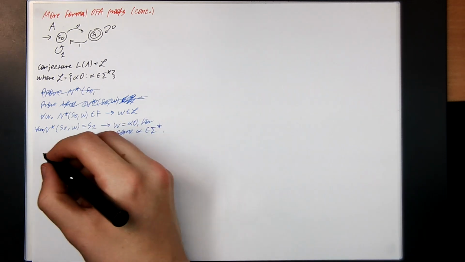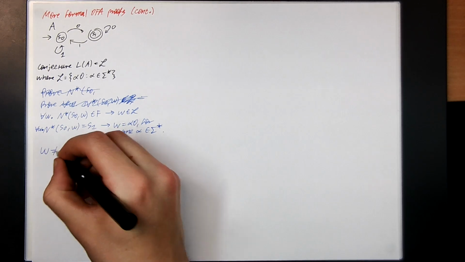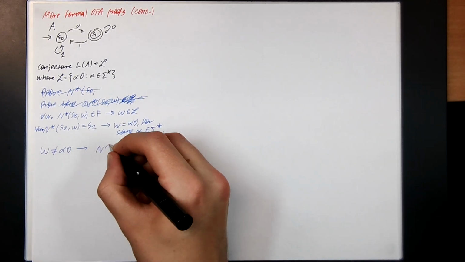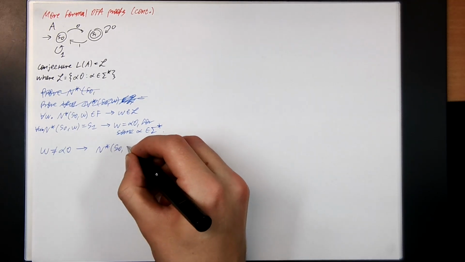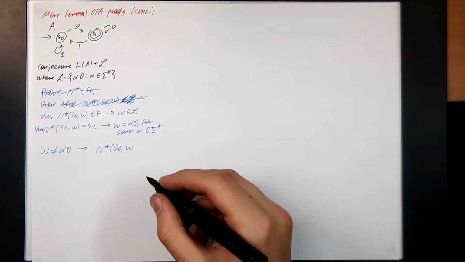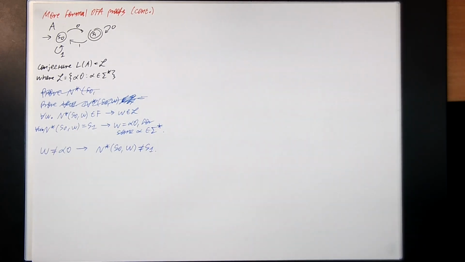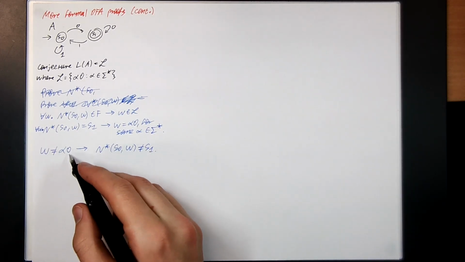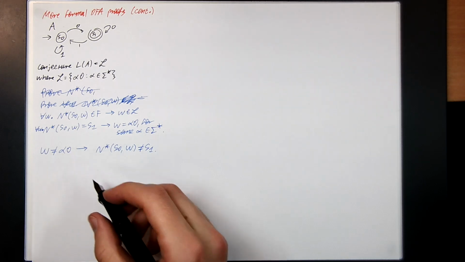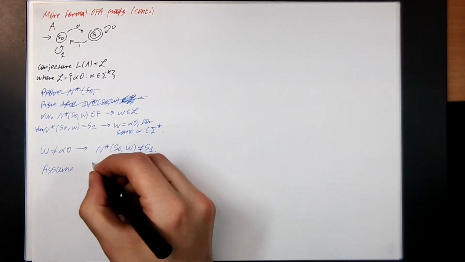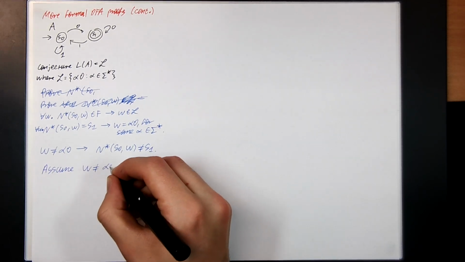So instead of proving this, we'll prove if W is not equal to alpha 0 for some alpha, that implies from the starting state, reading W does not get me to a final state. That is to say, does not get me to S1. Okay? Well, we're going to assume the left-hand side. So assume W is not equal to alpha 0.